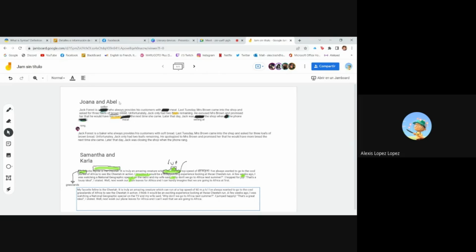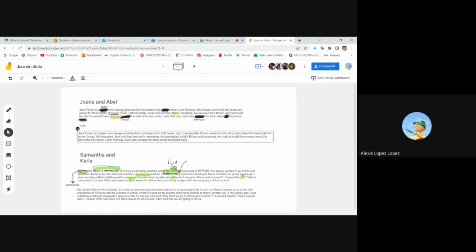Let's go with Joanna and Abel. Let's read yours. Who wants to help me read this? Okay, I'll do it. Okay, Abel. Thank you. Yes, so Jack Forrest is a baker who always provides his customers with soft bread. Last Tuesday, Mrs. Brown came into the shop and asked for 3 loaves of brown bread. Unfortunately, Jack only had 2 loaves remaining. He apologized to Mrs. Brown and promised her that he would have more bread the next time she came. Later that day, Jack was closing the shop when the phone rang.